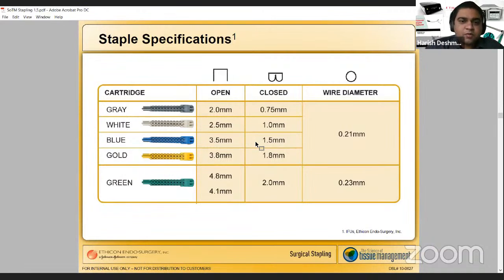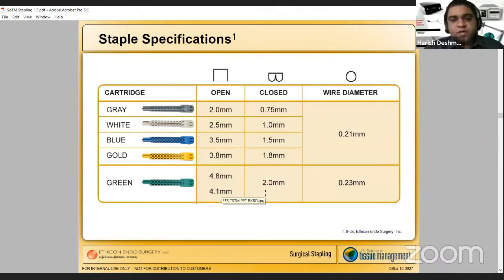So these are the overall types of staplers available in the market, which cater to varying tissue thickness. We have gray, white, blue, gold, green. This is basically a color coding for the closed staple height. When we are using them mainly for vascular reloads or vascular structures like vessels, we generally recommend white or gray, based on the tissue thickness or the vessel thickness. White gives you a closed staple height of 1 mm, whereas gray gives you 0.75 mm. Blue gives you 1.5 mm, gold 1.8 mm, and green gives you 2 mm of closed staple height.